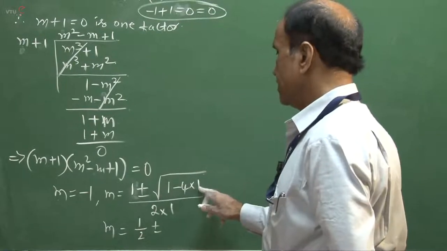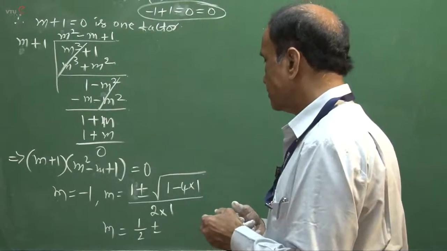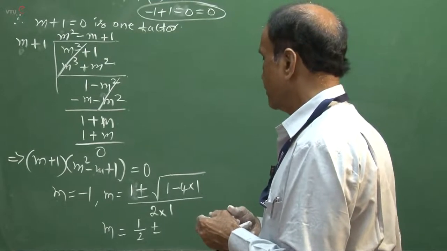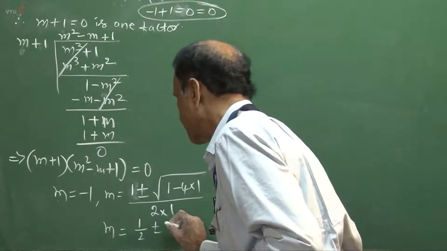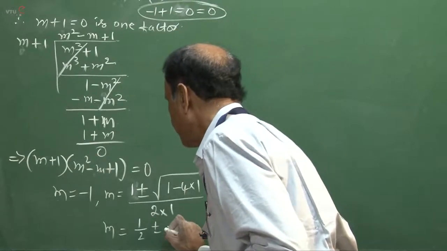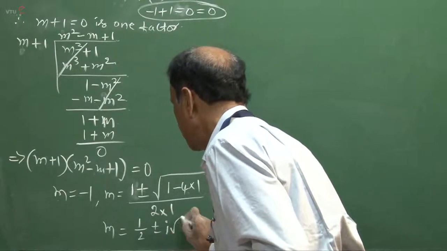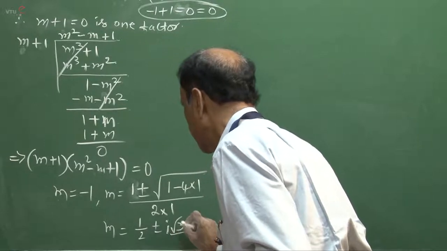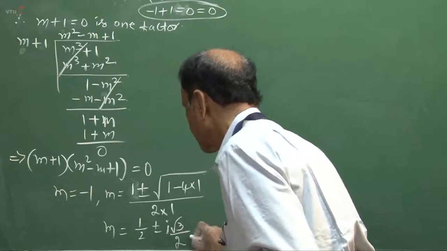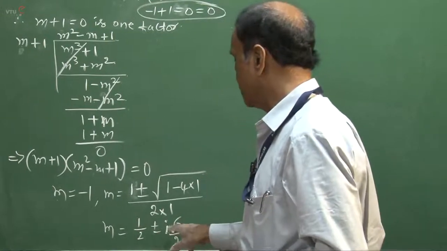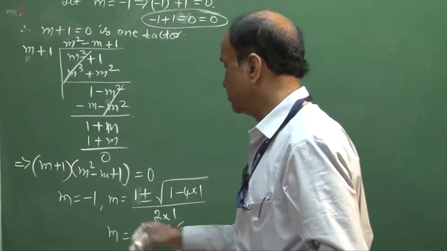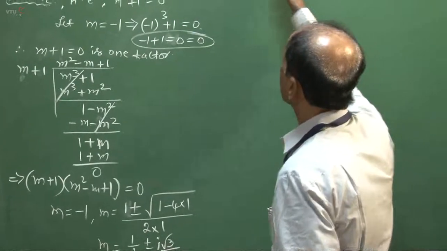square root of 1 minus 4. What is that? 1 minus 4 is minus 3. Therefore, minus 3 means that is i into root 3, divided by this denominator, correct? That is 1 by 2 plus or minus i into root 3 divided by 2. That's the value of m.